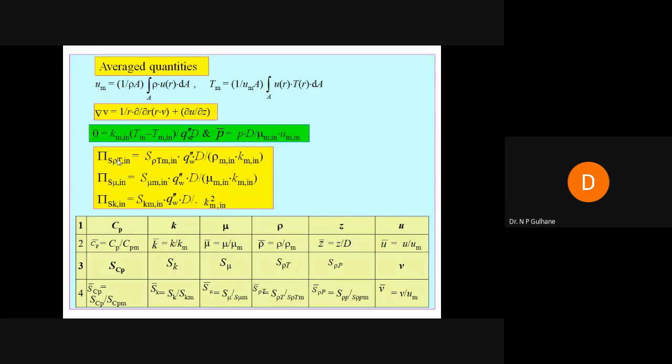A higher value of the pi parameter indicates the predominant influence of property variation, due to the property variation of Cp, K, nu, and density.